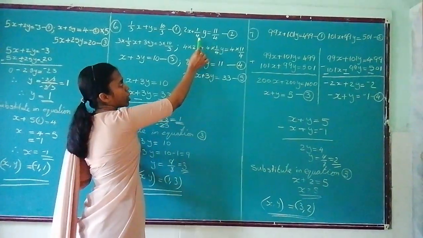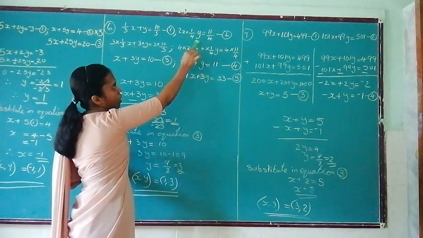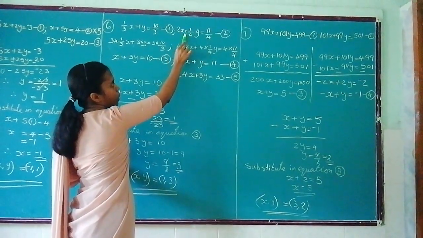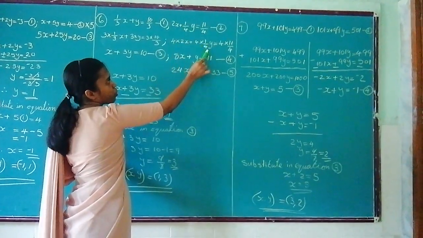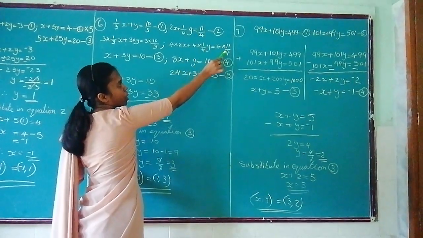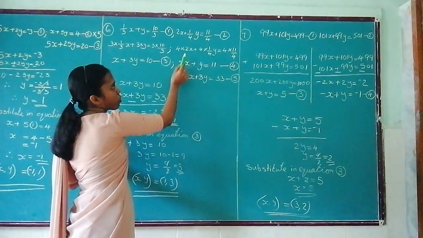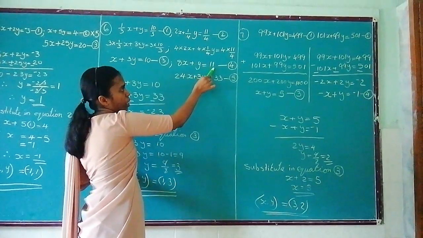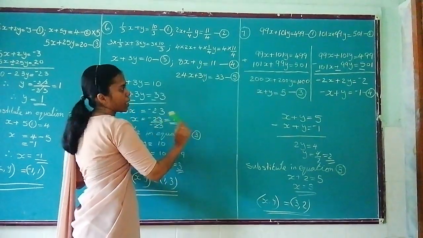Now here the denominator is 4, so you multiply this equation throughout by 4. 4 into 2x + 4 into (1/4)y = 4 into 11/4. So what do you get over here? 2 4s are 8, 8x + y = 11, because the 4 and 4 get cancelled.